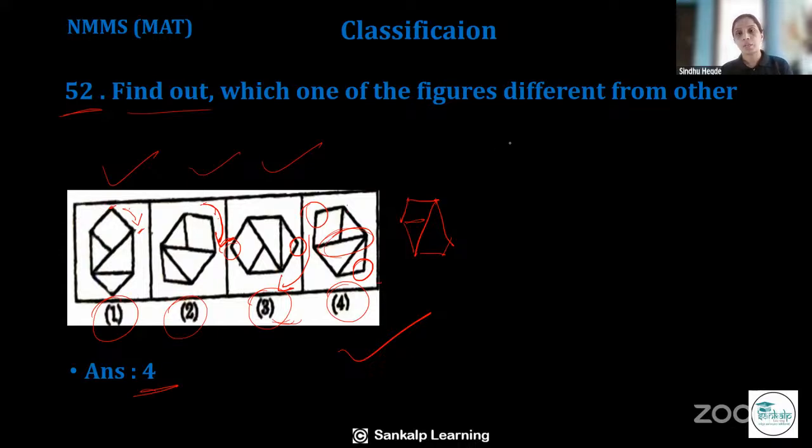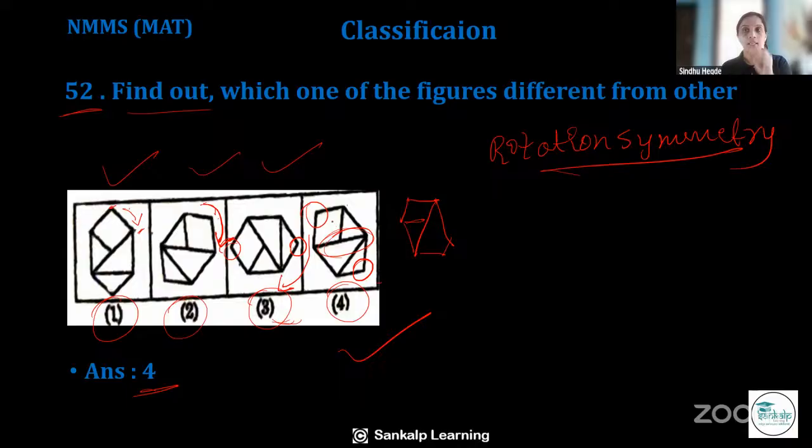So we call it rotation symmetry. We just imagine the rotation with the internal structure. Then we can easily find out which one is different from the rest. Here 4 is not a proper rotation pattern inside the structure. Outside it is correct, but inside once we rotate the direction like this, we can't get this pattern. So figures 1, 2 and 3 follow the rotation symmetry, but 4 does not follow this pattern. So answer is 4.